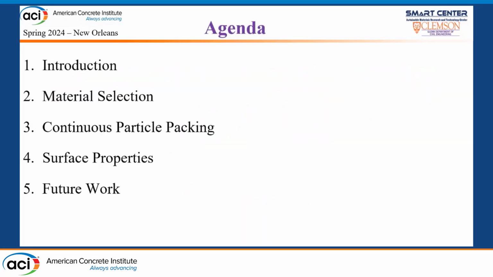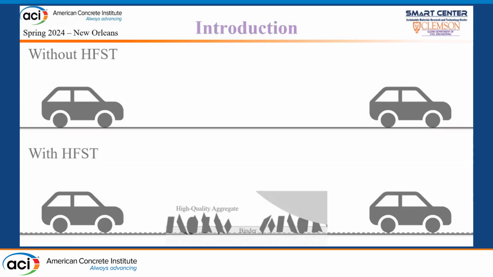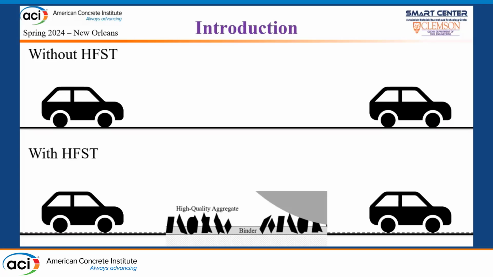Quick outline for this presentation, what I'm going to cover. First will be an introduction, just the basics of HFSTs and UHPC. Then I'll go into the materials that we selected for our work. Next, I'll go into our continuous particle packing, where we were optimizing to try to find repeatable UHPC mixes for this work. Then I'll go into some surface properties, where we've been testing different surface application methodologies and how they reveal microtexture. Then finally, I'll be talking about the future work for this study, looking at shrinkage and abrasion resistance primarily.